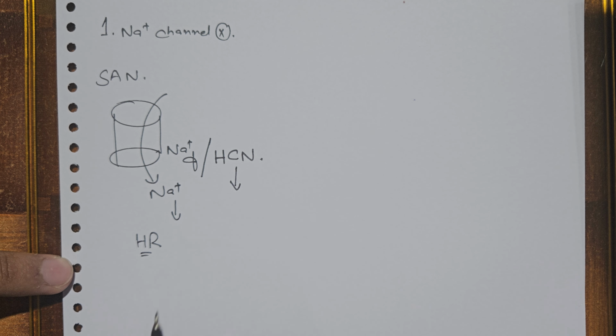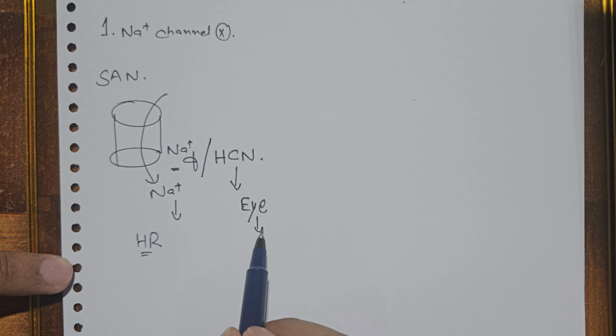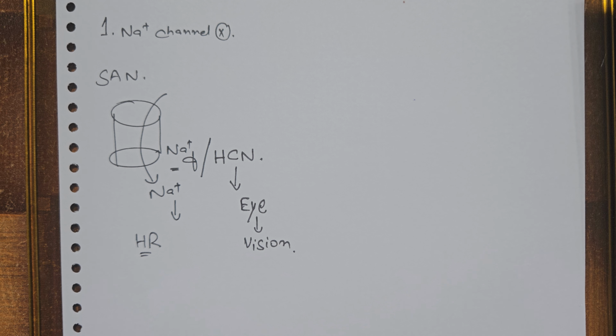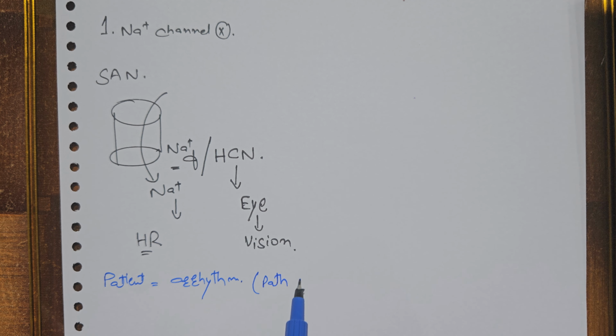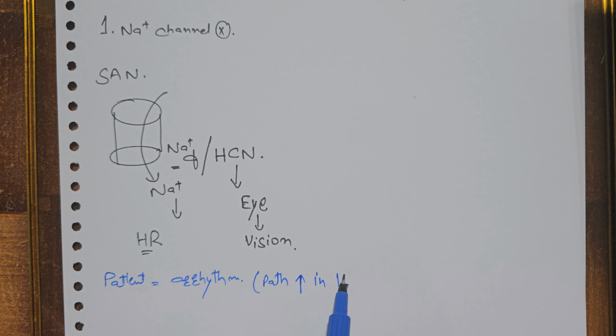These HCN channels or sodium funny channels are also found in the eye, and they are responsible for the vision. Now, this is about the sodium channels. Let us suppose we have a patient who has arrhythmia. What is arrhythmia? Arrhythmia is pathological increase in heart rate. We have a patient whose heart rate is very high. Now we are going to treat this patient.